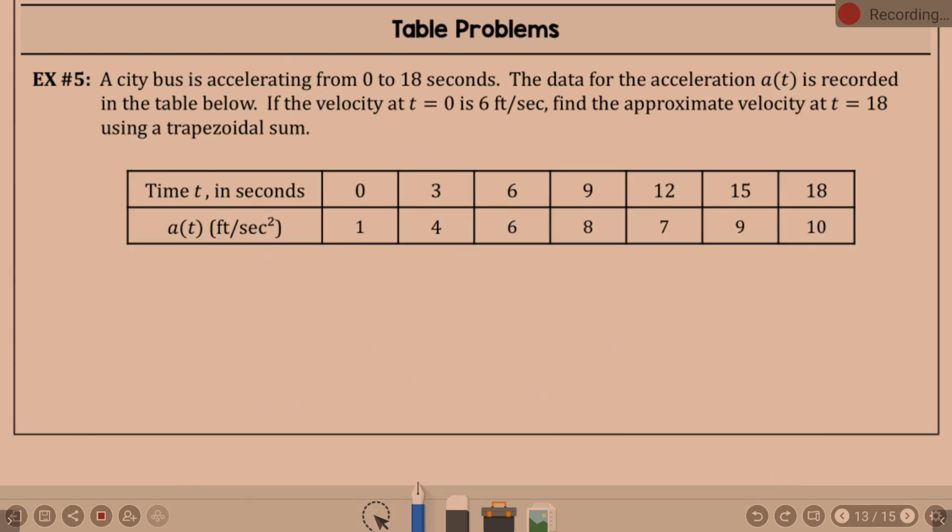So, okay, number 5. A city bus is accelerating from 0 to 18 seconds. The data for the acceleration is recorded in the table below. If the velocity at t equals 0 is 6 feet per second, find the approximate velocity at t equals 18 using a trapezoidal sum.